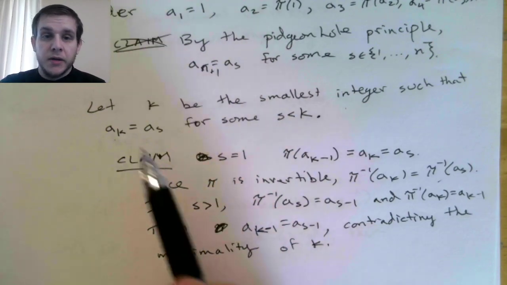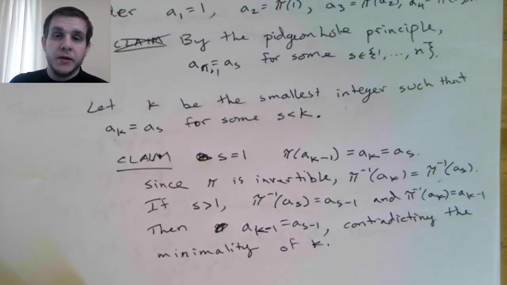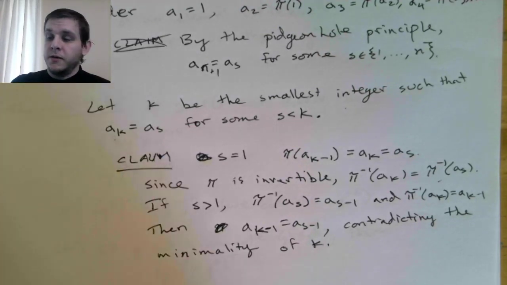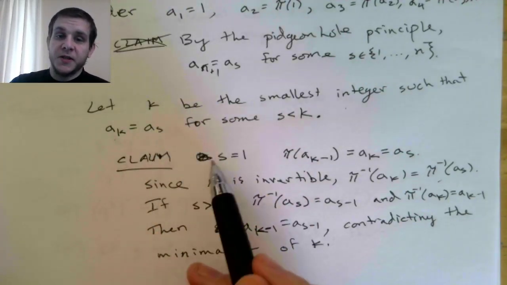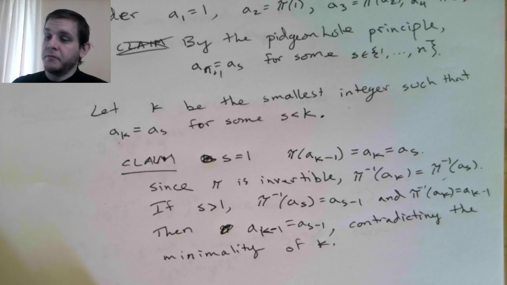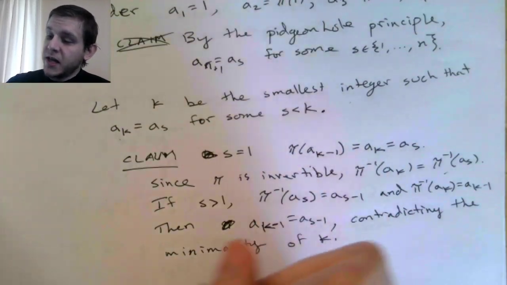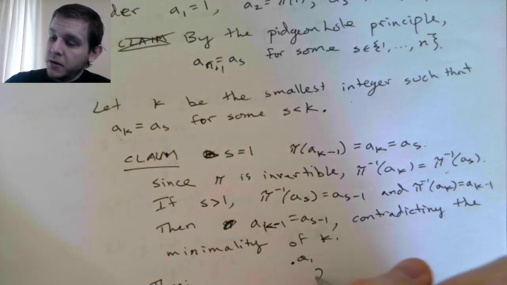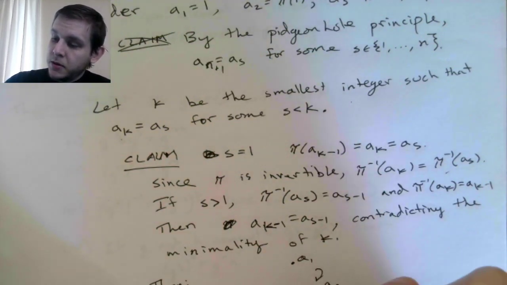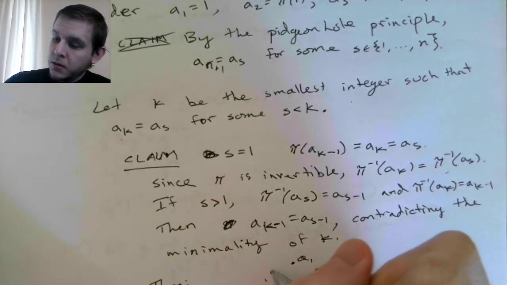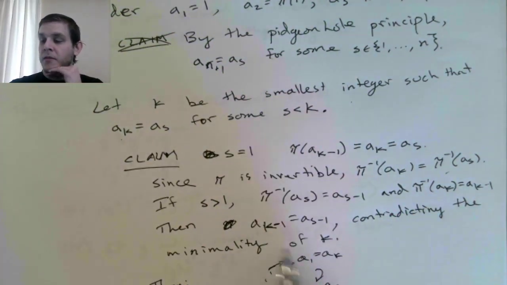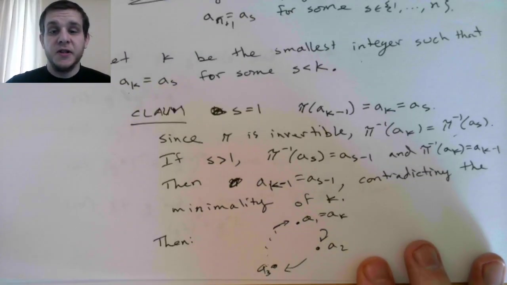So indeed, the only way something can come back to itself is if it starts again from the beginning. But what does this mean? This means that I have a_1, a_2, a_3, and then a_1 equals a_k. So what I've done is I've constructed a cycle that contains 1.